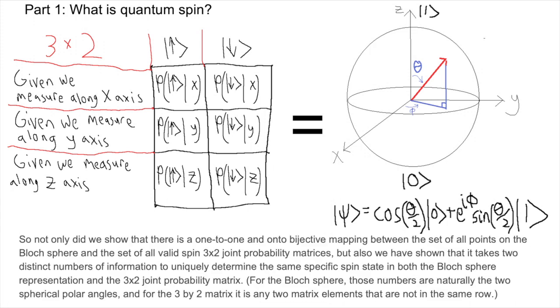So not only did we show that there is a one-to-one and onto bijective mapping between the set of all points on the Bloch sphere and the set of all valid spin 3x2 conditional probability matrices, but also we have shown that it takes only 2 distinct numbers of information to uniquely determine the same specific spin state on both the Bloch sphere representation and the 3x2 conditional probability matrix. For the Bloch sphere, those numbers are naturally the 2 spherical polar angles, and for the 3x2 conditional probability matrix, it is any 2 matrix elements that are not in the same row.